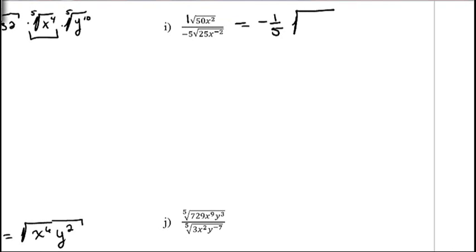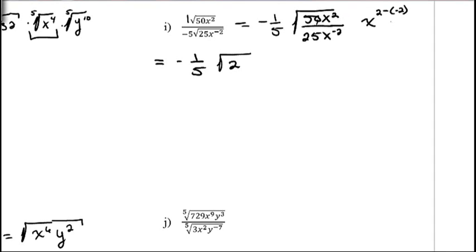And then we're going to write this as one radical, 50x squared, and then divided by 25x to the negative second. So we have negative 1/5, and 50 divided by 25 is 2, and x squared divided by x to the negative second, so when you are dividing, you subtract exponents, so that would be 2 minus a negative 2, so that would be x to the 4th.